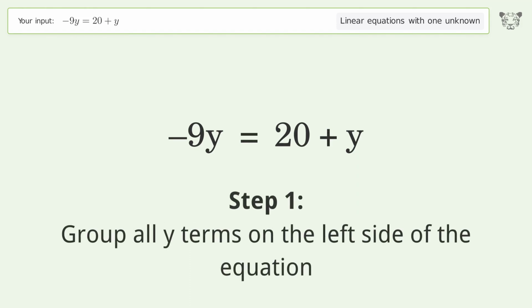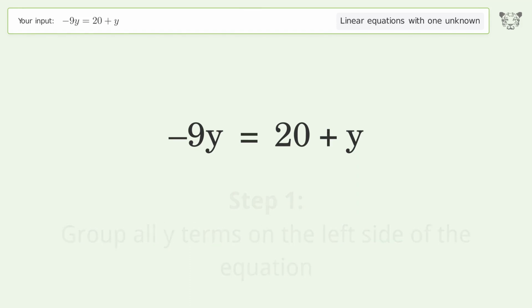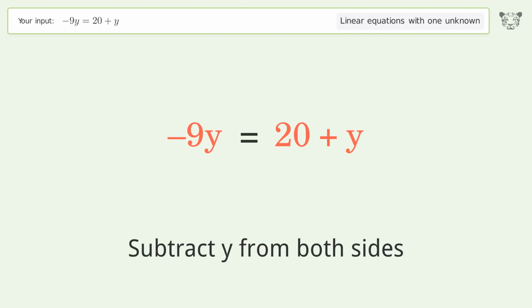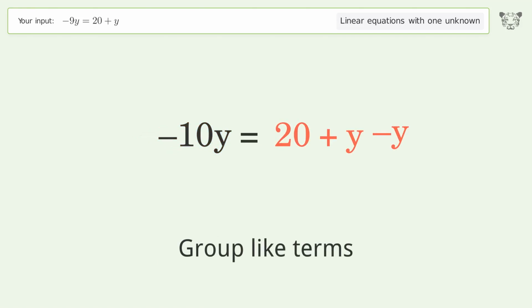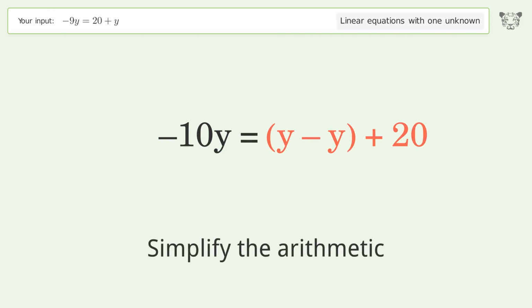Group all y terms on the left side of the equation. Subtract y from both sides. Simplify the arithmetic. Group like terms. Simplify the arithmetic.